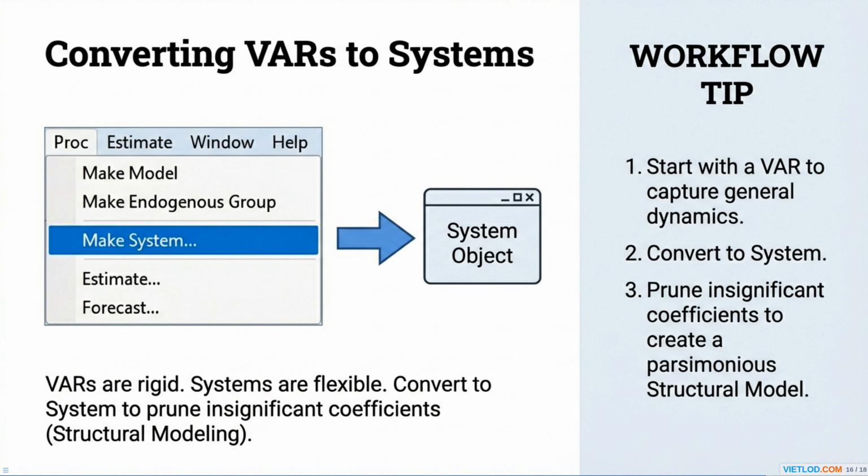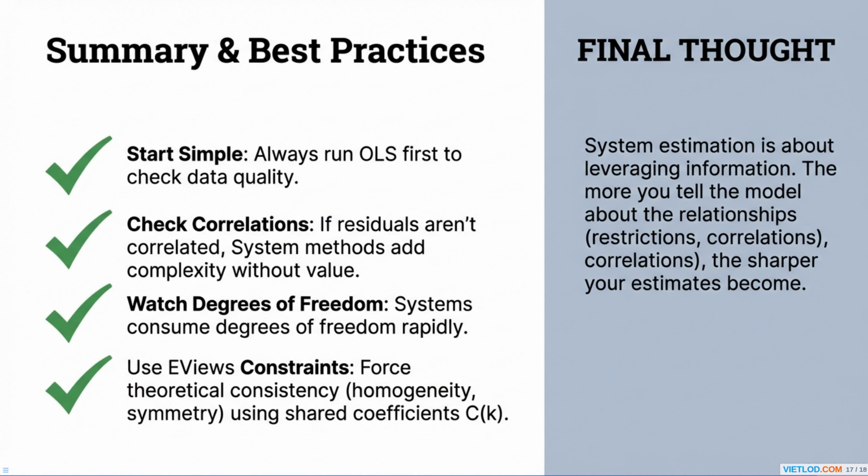A common and effective workflow for building structural models is to start with a VAR, or vector autoregression model. A VAR is a simple system where every variable is regressed on lags of itself and all other variables. It's great for capturing the general dynamic interactions in your data without imposing much structure. However, VAR models are often over-parametrized.